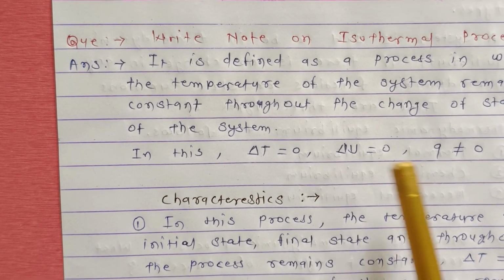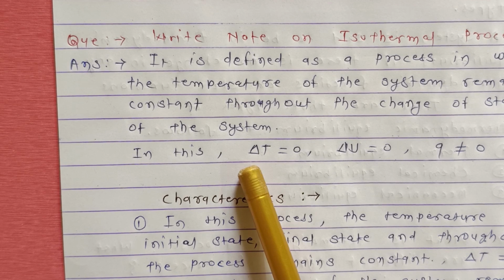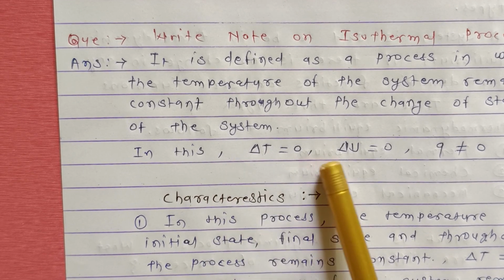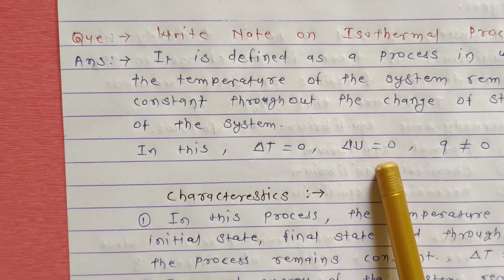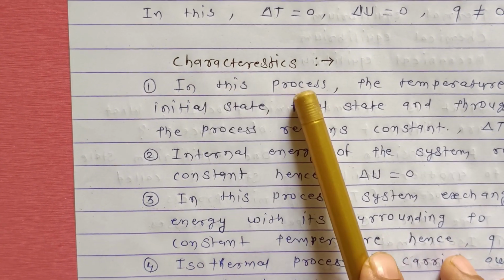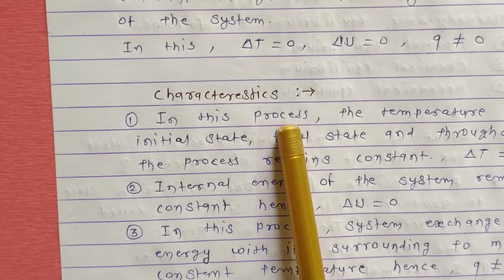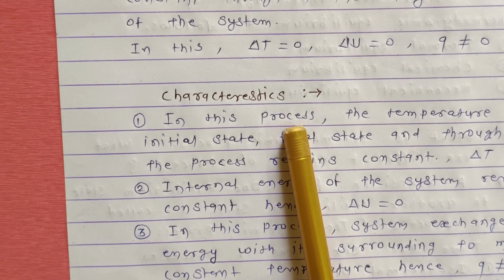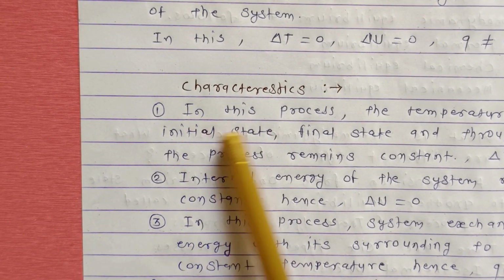Okay. And to maintain the temperature constant, heat will be absorbed or released. For example, boiling water, you are supplying the heat from the bottom. Temperature rises to 100 degree. Then what happens? To not increase the temperature, the excess of the heat is released in the form of vapors. Okay, that's why Q is not equal to 0. So we'll learn this in detail later on.